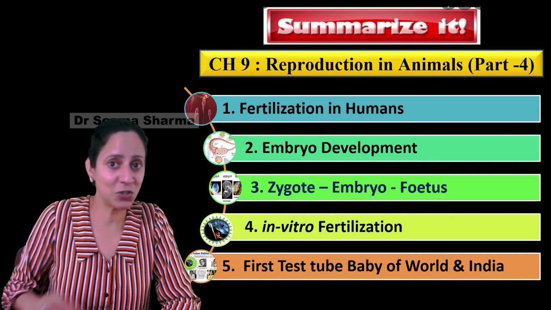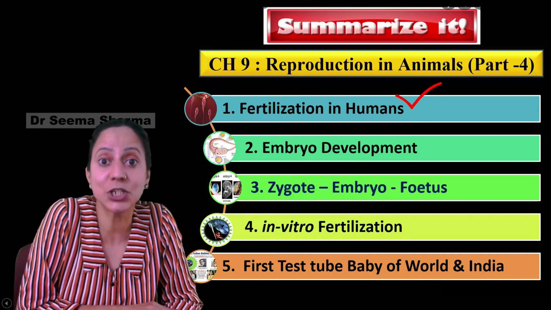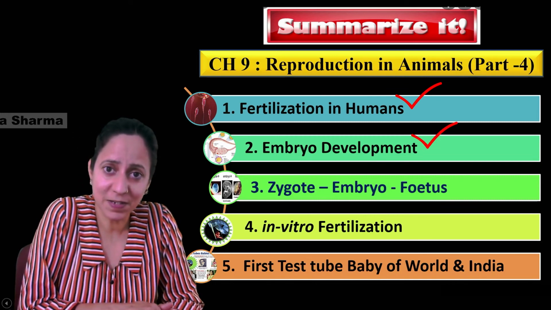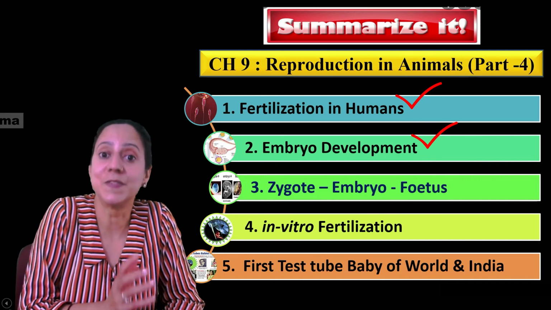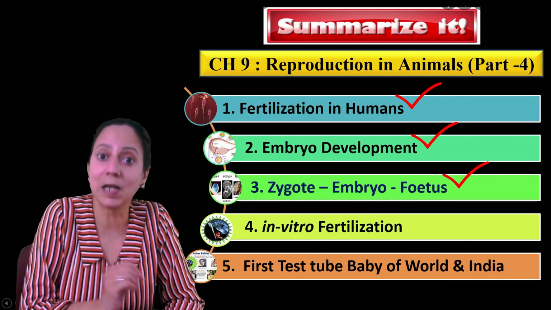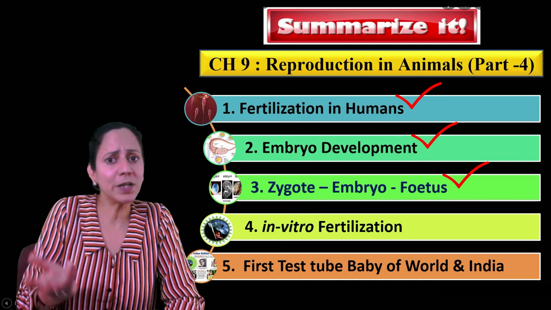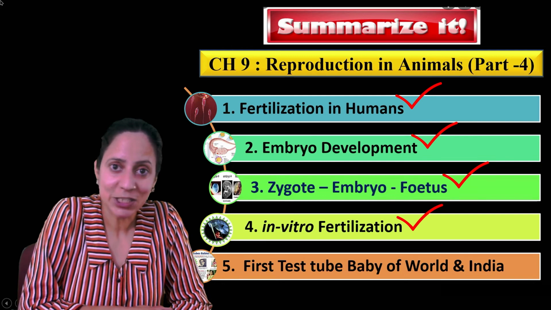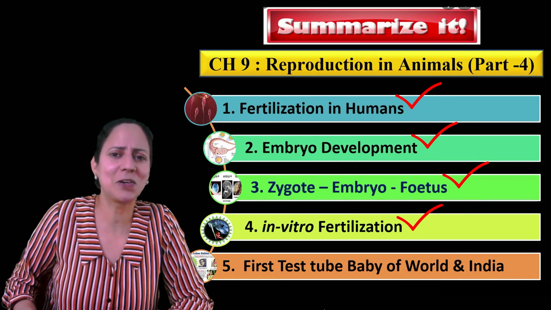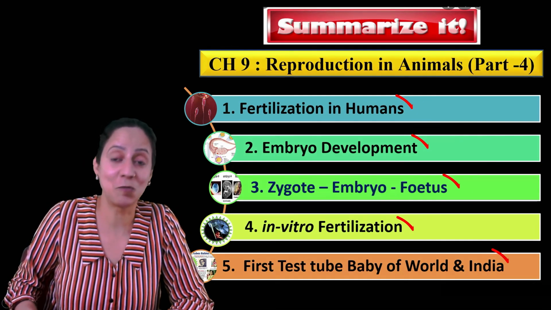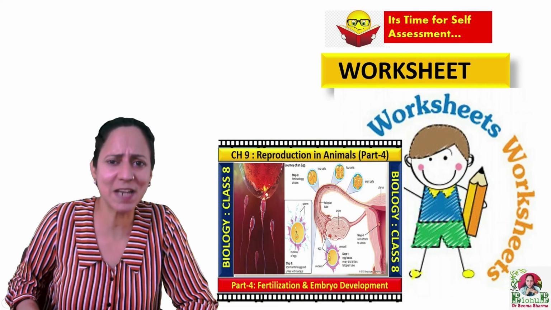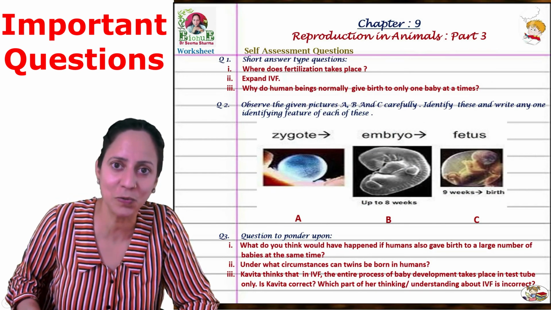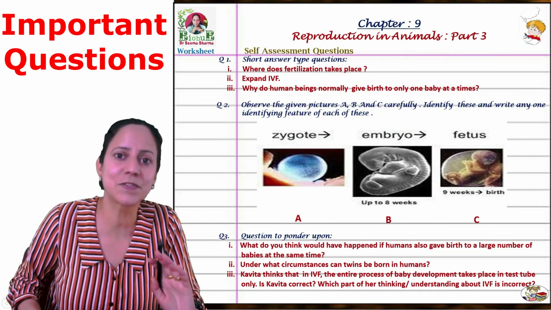So with this, we are through with the content of this video, and now it's time to summarize. In this video, my viewers have learnt about fertilization in humans. You also learnt about embryo development and its various phases. We also decoded the meaning of zygote, embryo and fetus with the help of a tabulated account. You learnt about the importance or necessity of in vitro fertilization, and lastly, you came across first test tube babies of world and India. So with this, it's time for self-assessment with the help of a worksheet which I have prepared for you. And I suggest you go through all these 3 questions.